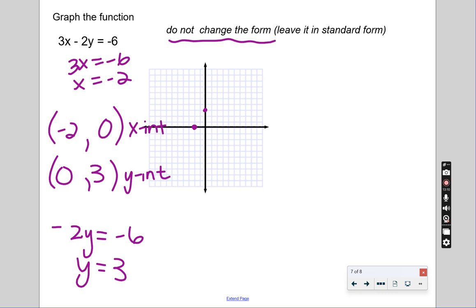Have you guys graphed like that before with standard? Okay, that's the one where it's sometimes yes, sometimes no. Okay, there's the line. So on the homework, it doesn't say not to change the form, but I'm telling you, there's a section where you're graphing. I don't want you to change the form. So do not solve this for y and then do slope-intercept.